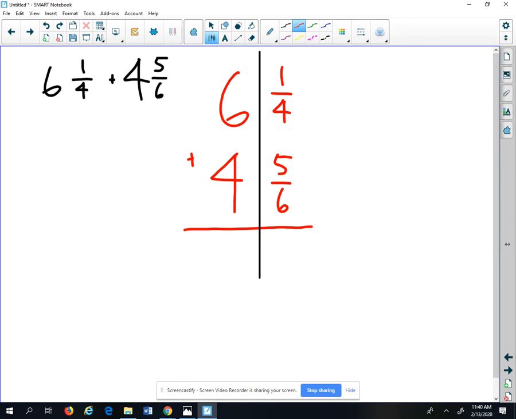To find a common denominator, first list the 5 multiples of each denominator. Choose the least common multiple and make that your new denominator.